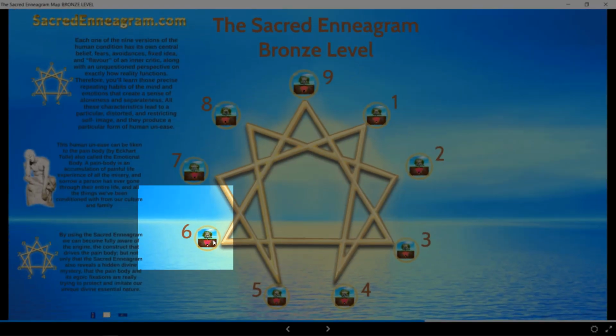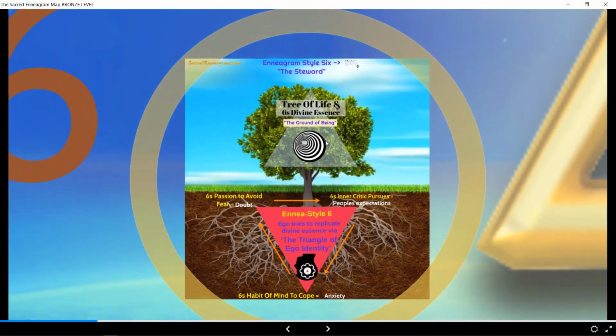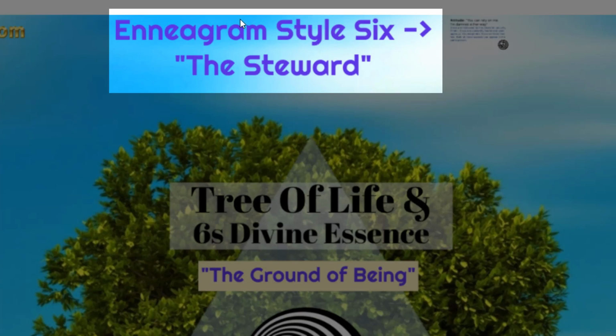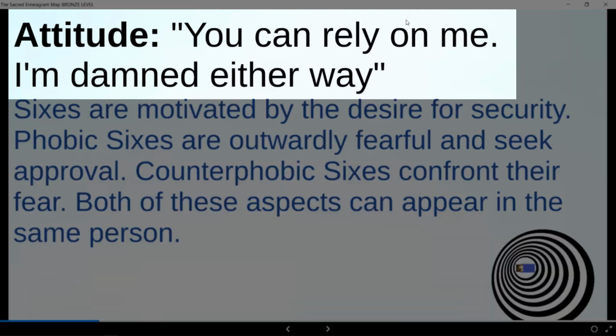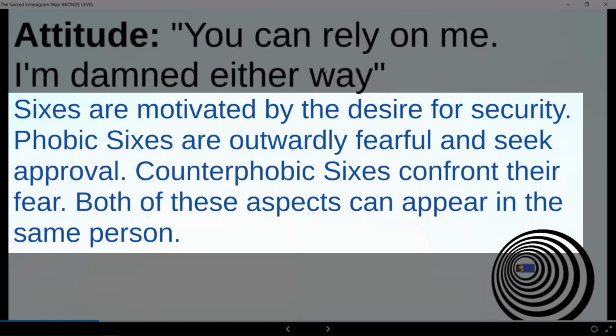Now, Enneagram Type 6. Enneagram Type 6 is called the steward. And their attitude is, you can rely on me, I'm damned either way. 6s are motivated by the desire for security, or phobic 6s are outwardly fearful and seek approval. Counterphobic 6s confront their fear, but both of these aspects can appear in the same person.